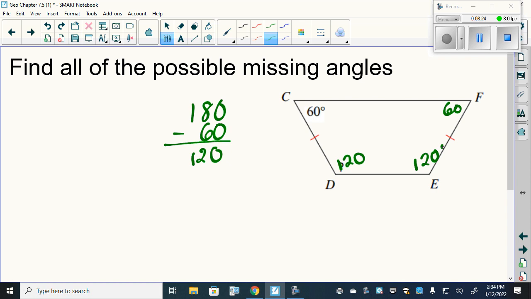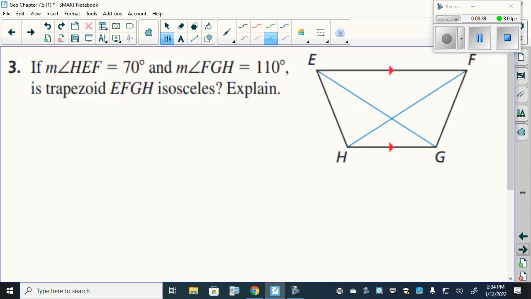Because the base angles in an isosceles trapezoid are congruent. And that's it. Questions on this here? So we'll move on to this here.